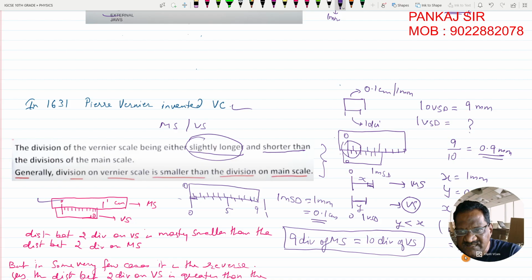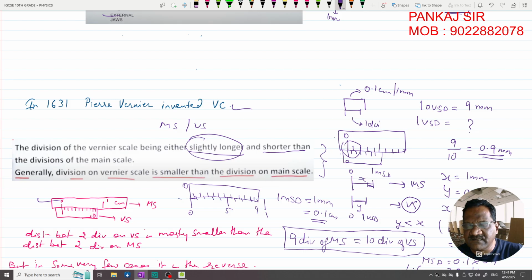This has to be your least count, but the least count is this main scale division, that is MSD, which is 0.1 centimeter. That multiplied by this 0.1 will give you the least count. So least count will be equal to 0.1 into 0.1, that is 0.01 centimeter. This has to be your least count, 0.01 centimeter.